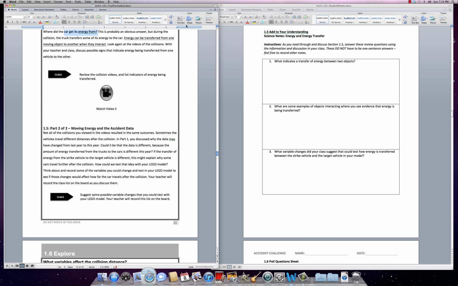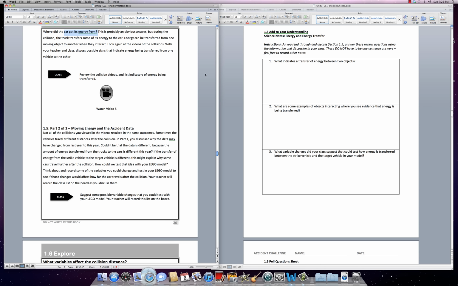So why did the truck maybe transfer more moving energy to the car? If the transfer of energy from the strike vehicle, the truck, to the target vehicle is different, how might this explain why some cars travel further after the collision? So really do questioning with the students, facilitate this conversation of how can we tell why these certain cars travel further distances? Why is there a difference maybe in the amount of energy transferred during different collisions? And then start to brainstorm, how could you test that? How could you test this difference? How could you test whether some vehicles transfer more energy and some vehicles transfer less energy? And have a class brainstorm, record that list on the board.